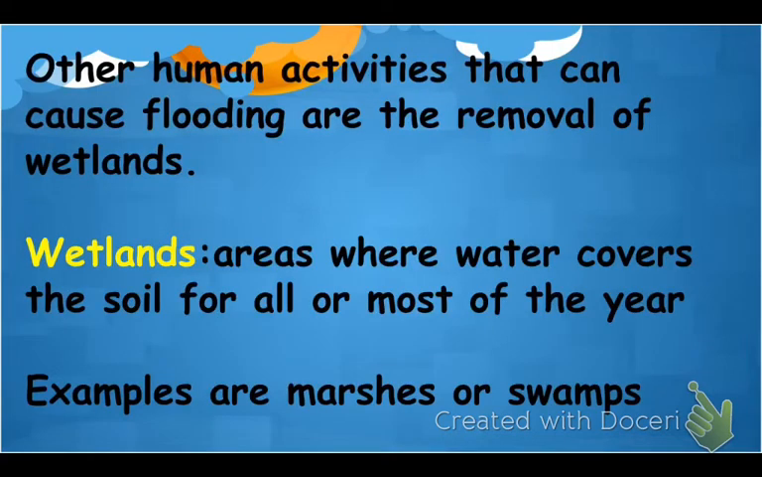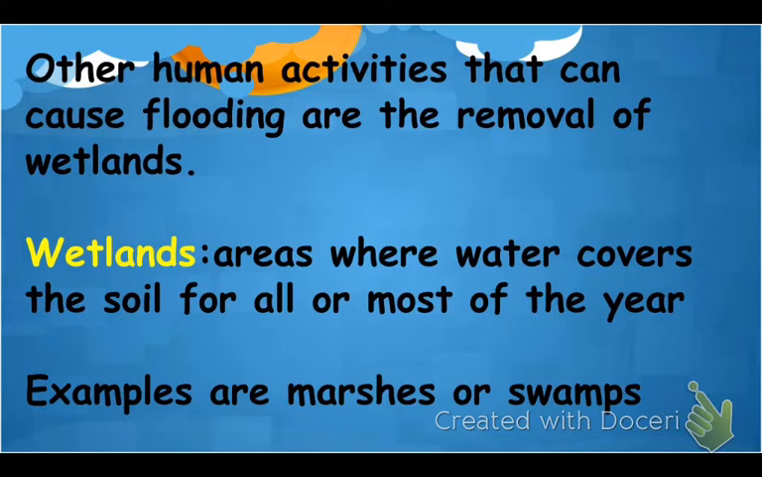So other activities that can cause flooding are the removal of wetlands. Wetlands are super important for many different reasons. One reason wetlands are important is they act like a sponge. A wetland is simply an area that's wet for all or most of the year. These are going to be your swamps and marshes. The reason they're wet for the majority of the year is simply because, like a sponge, they absorb water and they keep it there. So if you have wetlands, then water will get absorbed and stay there rather than flooding areas that we live in.